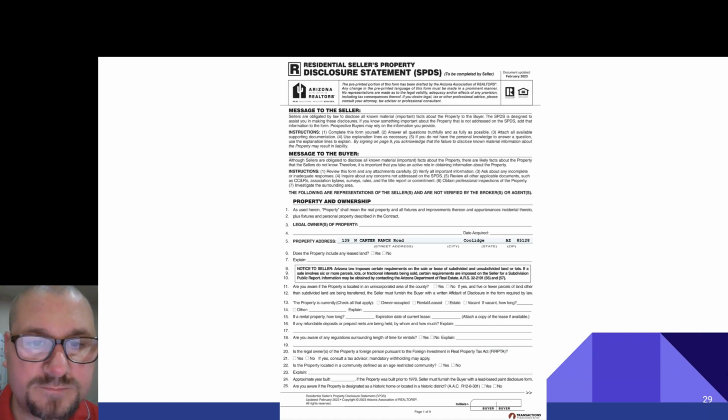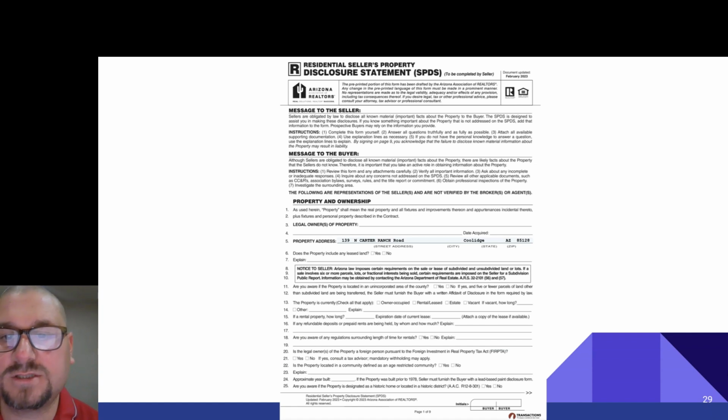Notice to the seller. Arizona law imposes certain requirements on the sale or lease of subdivided and unsubdivided land or lots. If a sale involves six or more parcels, lots, or a fractional interest being sold, certain requirements are imposed on the seller for a subdivision public report. Information may be obtained by contacting the Arizona Department of Real Estate, ARS 32-2101, 56 and 57.